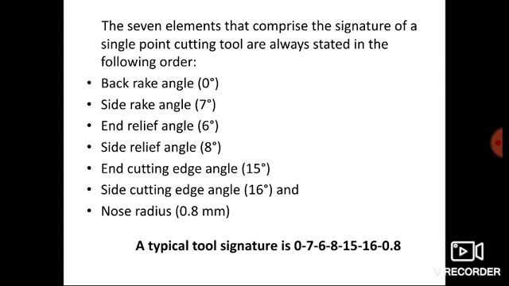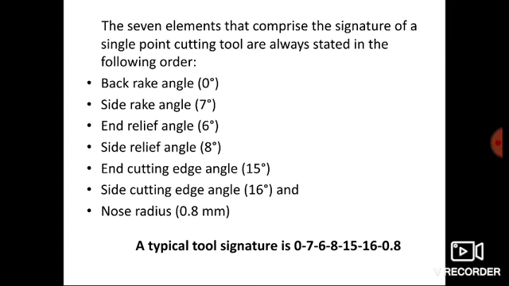Then the fifth location is end cutting edge angle, which is 15 degree here. Then the next location is for side cutting edge angle, that is 16 degree. And the seventh location is for nose radius. Here I have taken 0.8 mm nose radius.